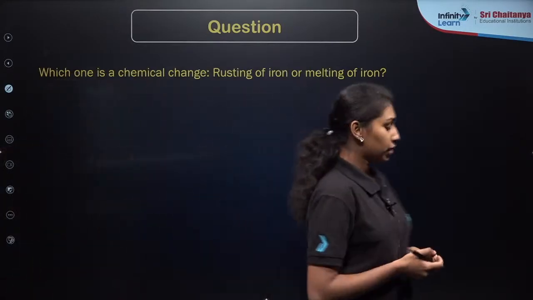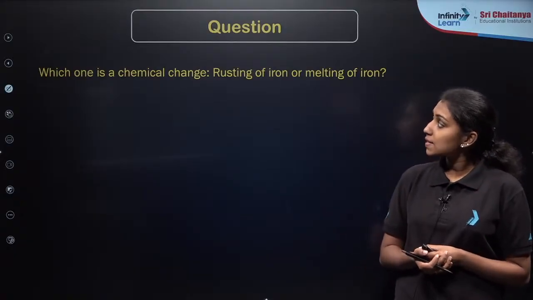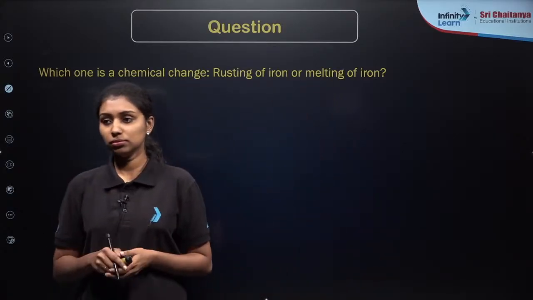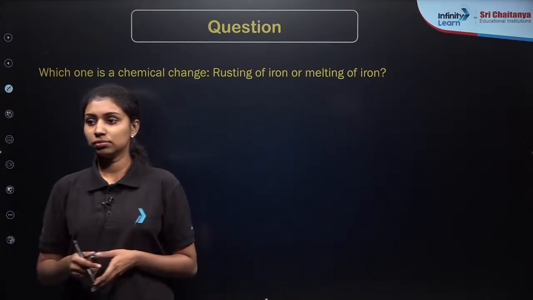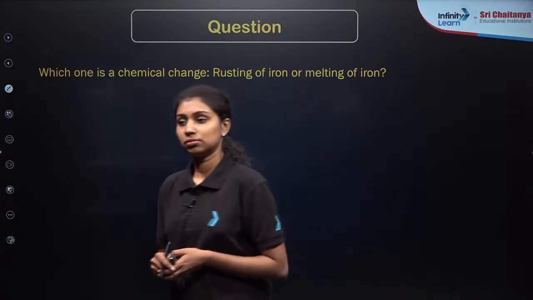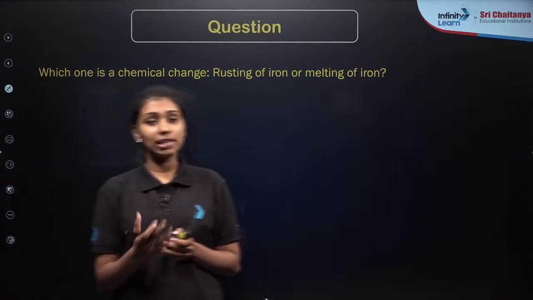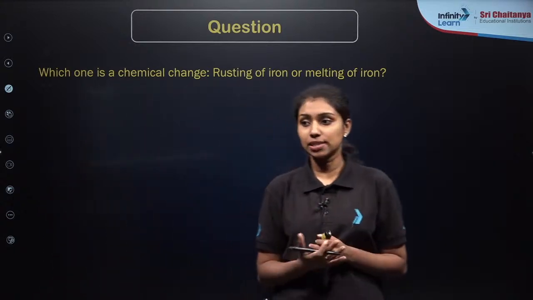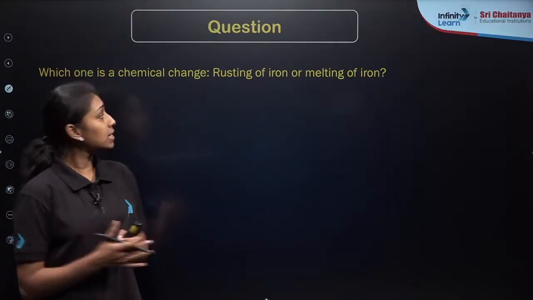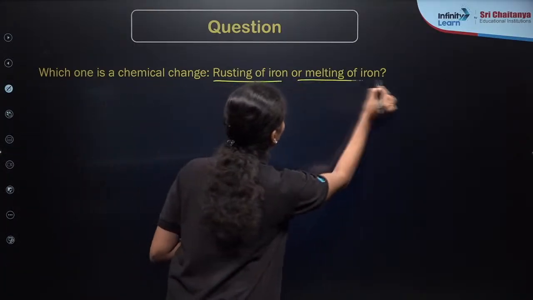So here is the next question. Which one is the chemical change? Options are given here: rusting of iron or melting of iron. You may have the idea about the difference between chemical change and physical change. Based on that idea, you just want to identify the answer for this question. Which one is the example of the chemical change, whether it is rusting of iron or melting of iron?